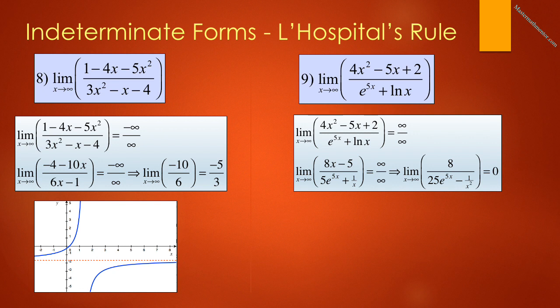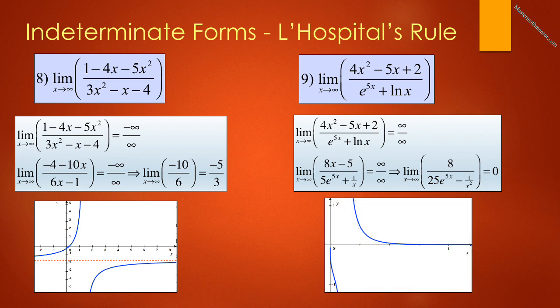Plugging in infinity again, we still get infinity over infinity. We then use L'Hopital's rule one more time, and we get upstairs an 8, and on the bottom 25e to the 5x minus 1 over x squared. And the limit as x approaches infinity of that expression is 8 over infinity, which is 0.